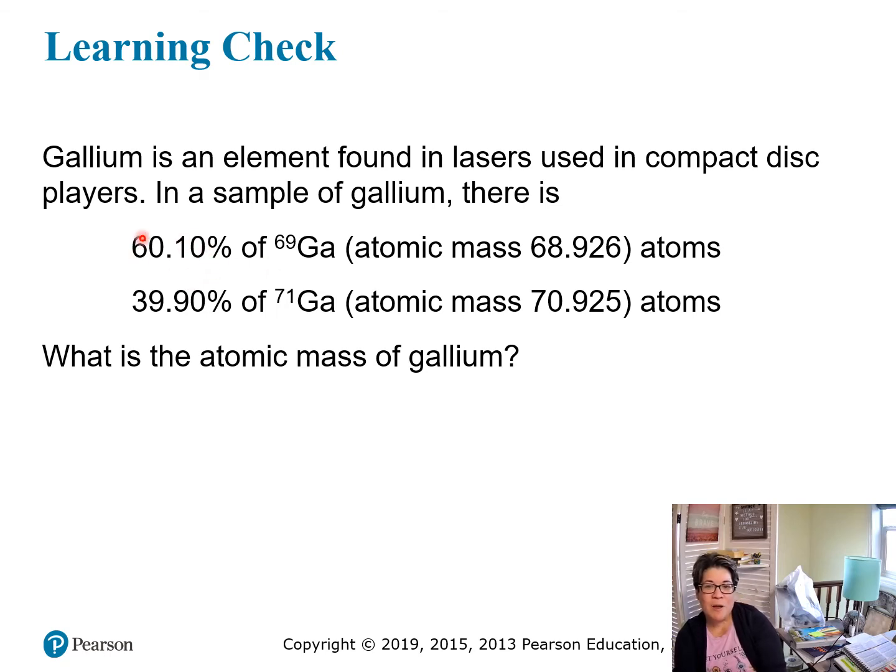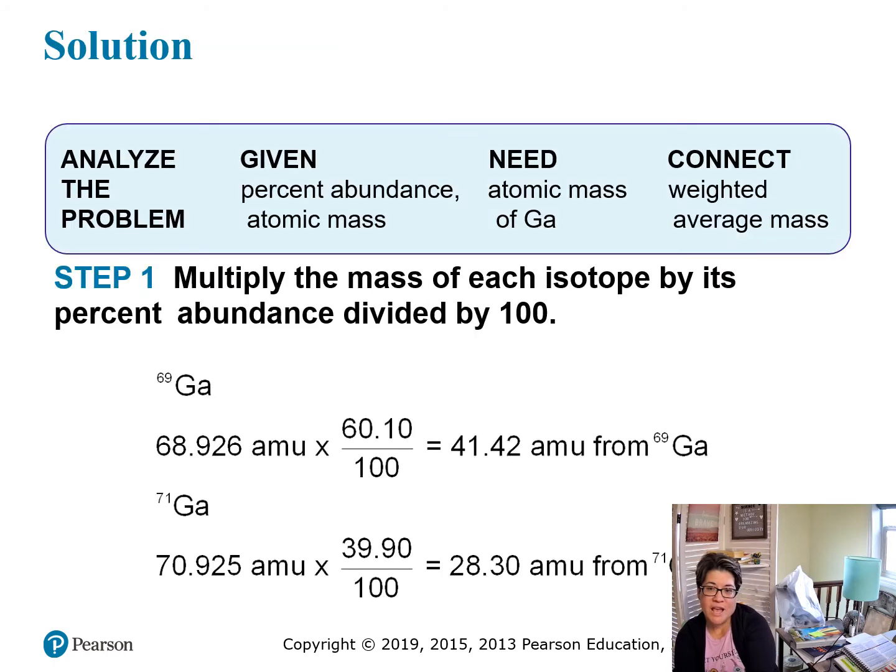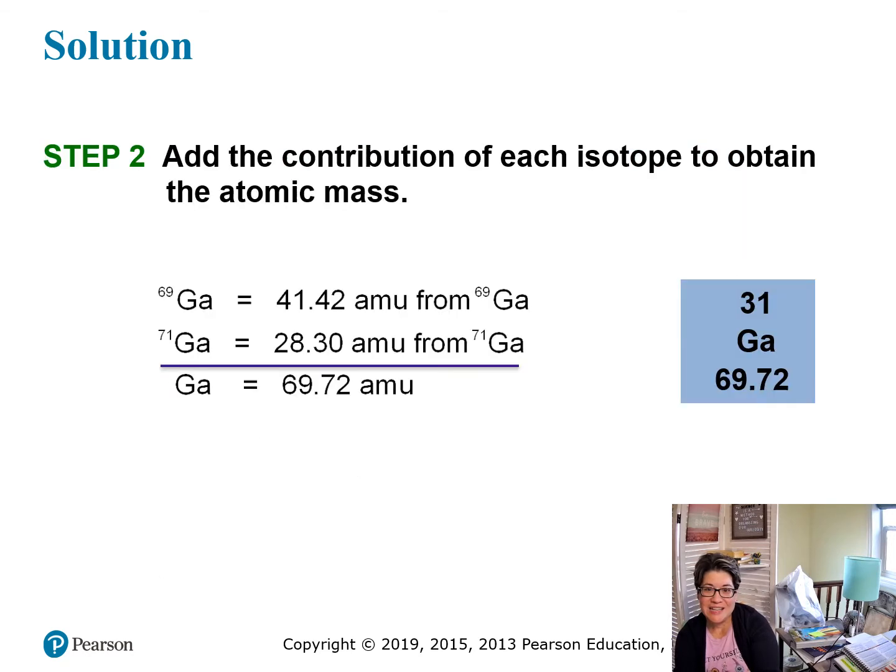But if you have 60.1% of gallium-69 and 39.9% of gallium-71, can you calculate the weighted average of those 2 and find what the atomic mass would be of gallium? See if you can do that. And that's how you solve it. That's step 1, and then I'll go to the next slide. And your final answer is 69.72. So you add those 2 together. That's how you do your weighted average.